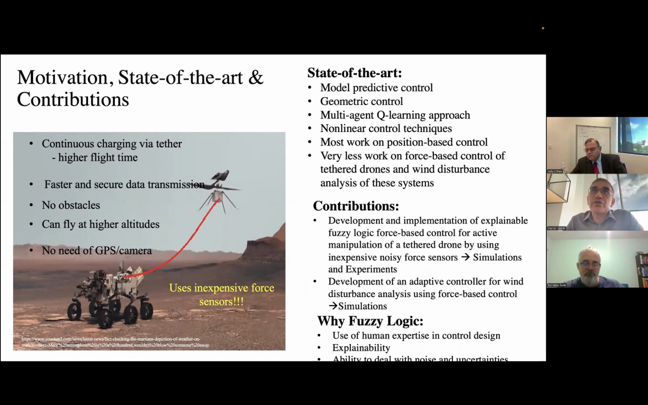Now, apart from this, one of the challenges that we have in this kind of tethered drone operation is that of wind disturbances. Because wind disturbance can affect the force torque readings, the force sensor readings, it becomes less reliable to rely on the force sensor if you're operating in a windy situation. So we developed an adaptive controller to estimate the wind disturbances, which can then be used in this kind of force-based control.